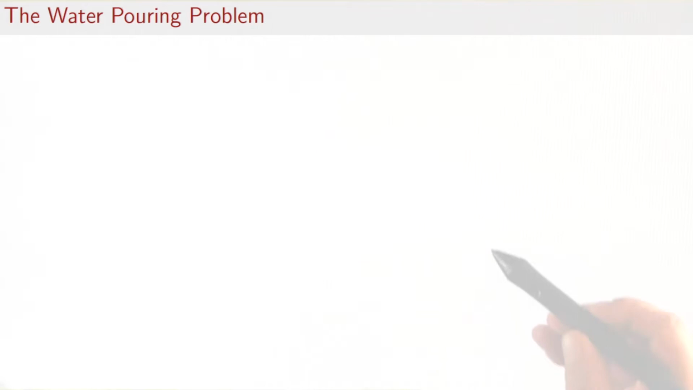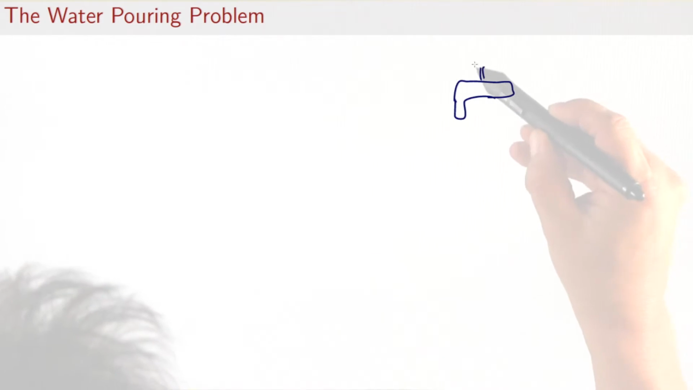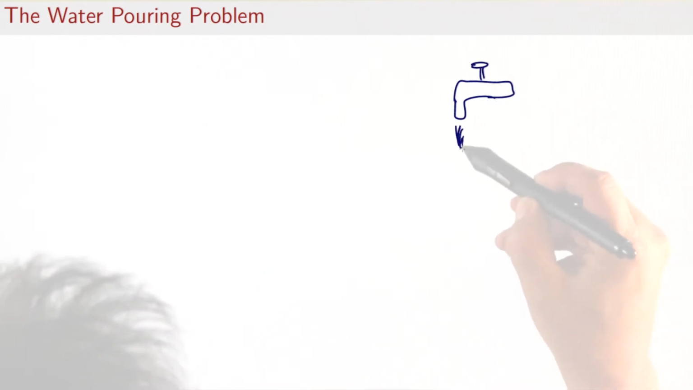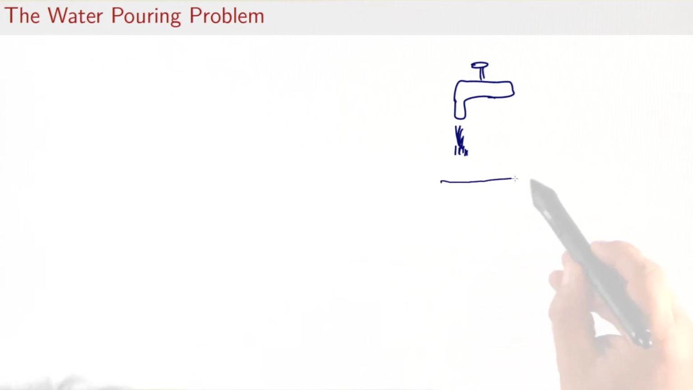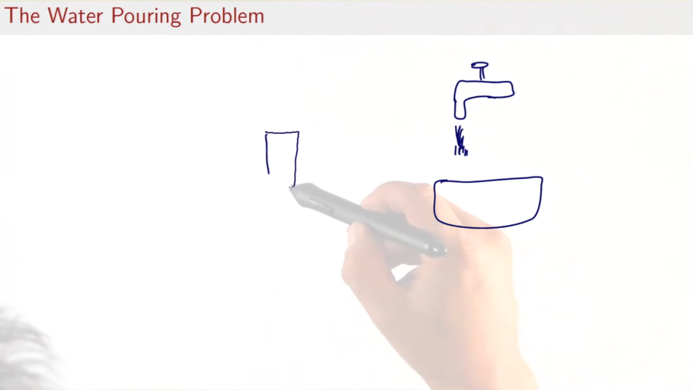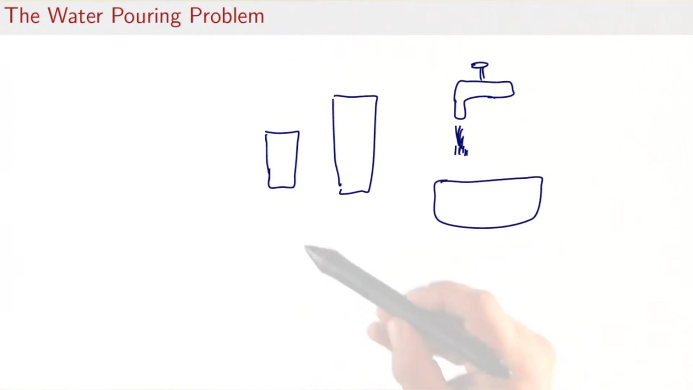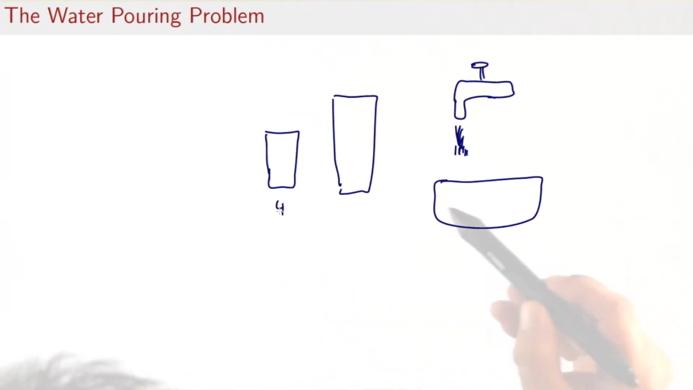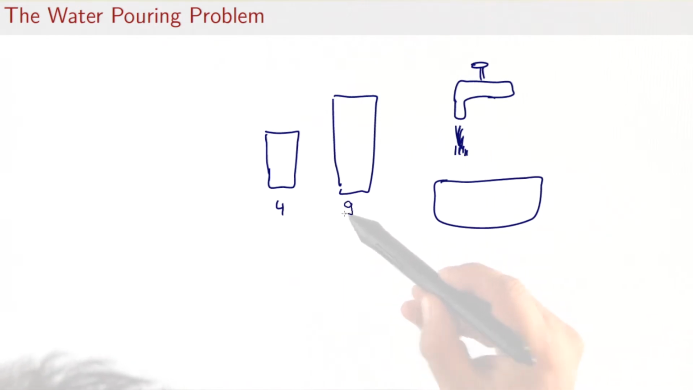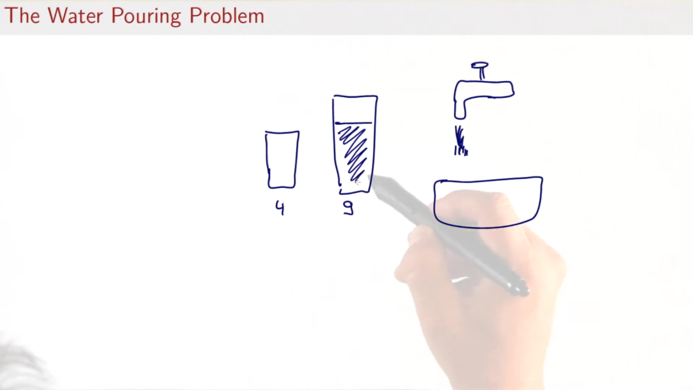The idea is as follows. Let's say you're given a faucet and a sink and a number of glasses. Right now I will just draw two of them of different sizes. So just for the sake of the example, let's assume this glass has size 4 deciliters and this glass has size 9 deciliters. What you need to do is produce a given quantity, let's say for the sake of the argument 6 deciliters of liquid in one of the glasses.